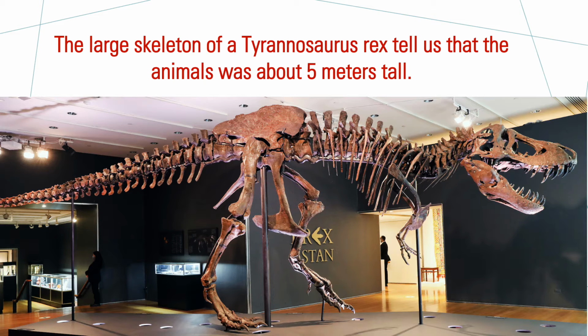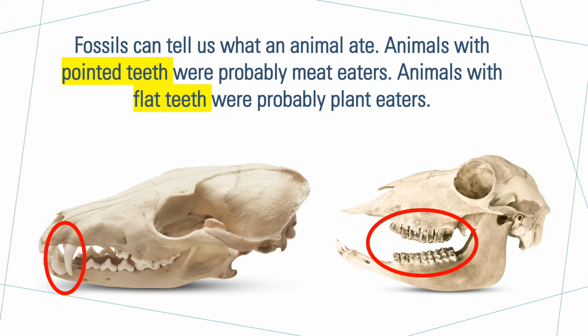For example, the large skeleton of a Tyrannosaurus rex tells us that this animal was about 5 meters tall. As you can see from their fossils, it seems that this animal was tall. Now, fossils can tell us what an animal ate. Animals with pointed teeth were probably meat eaters because with sharp teeth they can hunt animals, while animals with flat teeth were probably plant eaters.